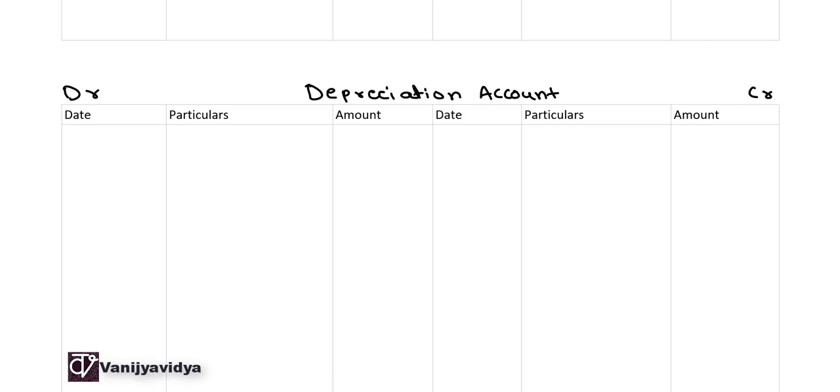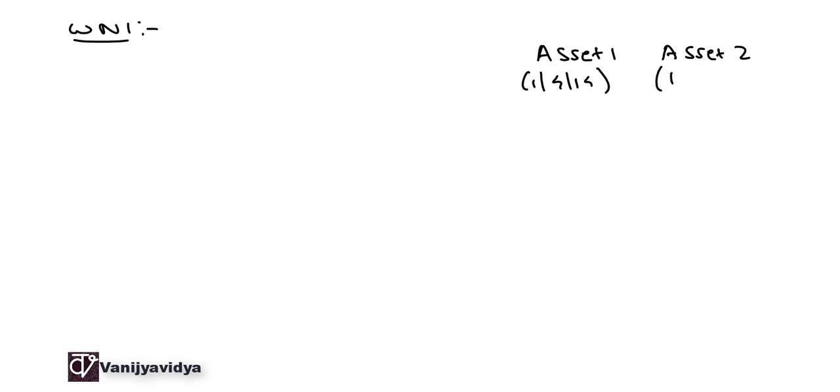Now we will first prepare the working notes. Now let us prepare working note 1, and here we will be calculating the depreciation and WDV. Asset 1, asset 2. Asset 1 was purchased on 1st April 2014. Asset 2 was purchased on 1st Jan 2015.